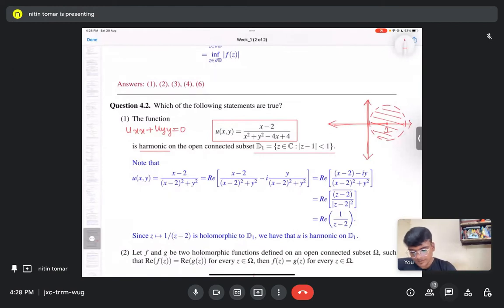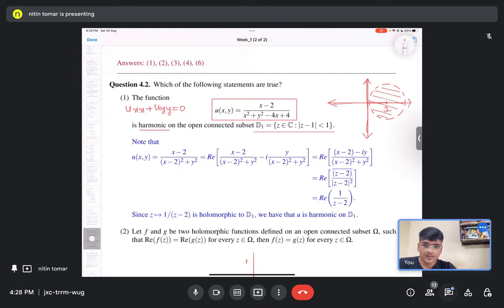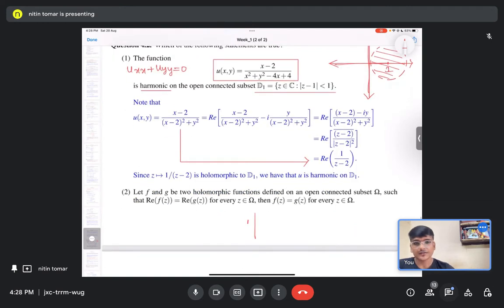Okay. Now you see this uxy is nothing but x minus 2 upon x minus 2 square plus y square. So you just calculate all these steps to realize that this is actually the real part of 1 upon z minus 2. This is one easy calculation, right? You can do it. Or should I do it? You calculate the real part of 1 upon z minus 2 and you will get your u.